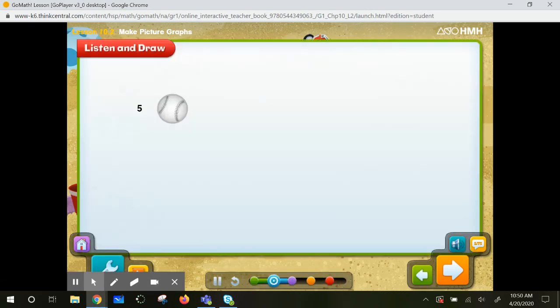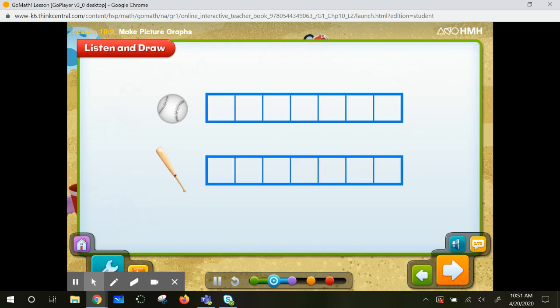Aesop has 5 baseballs. He has 7 bats. Does he have more baseballs or bats? What do you need to find? You need to find if Aesop has more baseballs or bats. What information do you need to use? There are 5 baseballs and 7 bats. You can use counters to model the problem.